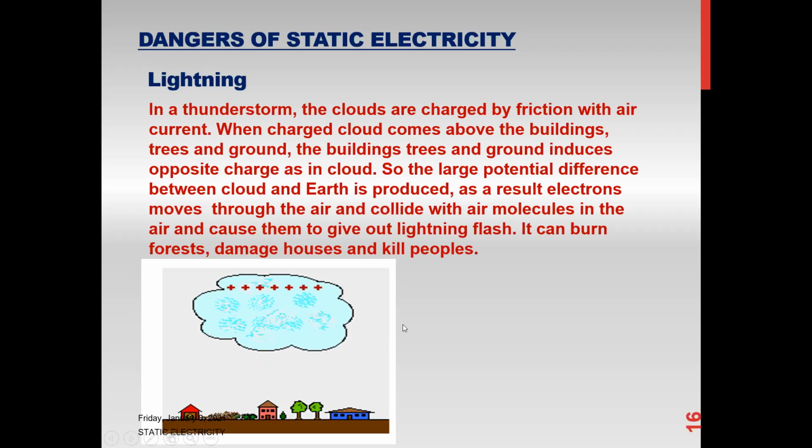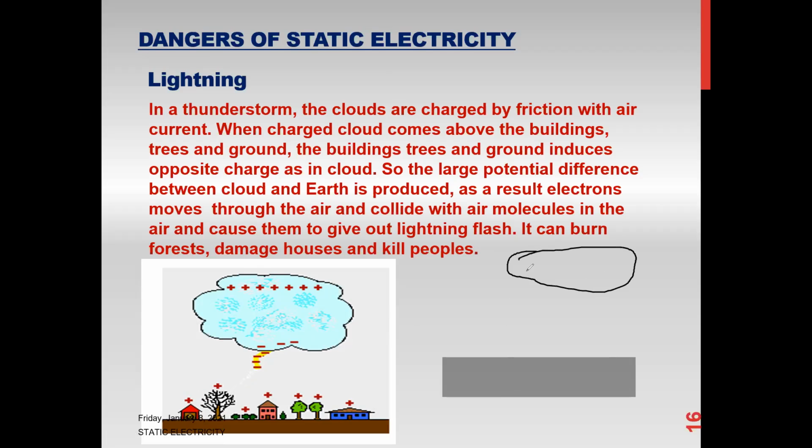And then there is electrostatic induction. When the air is negatively charged, the ground will have a distribution. Say this is the ground and this one is a cloud. Due to friction, the air will get charged. Now this negative charge attracts the positive charge, so it creates a distribution of charge on the surface of the earth, that is electrostatic induction.